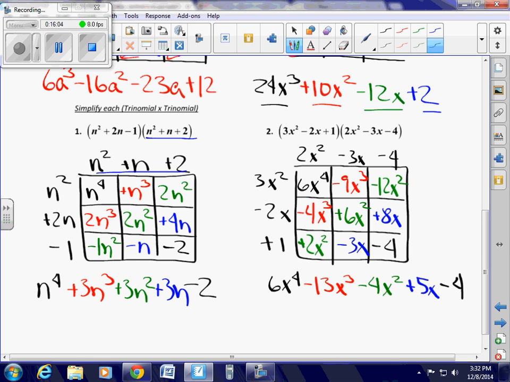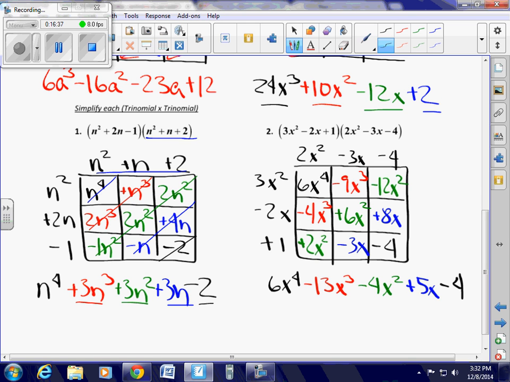N squared times n squared is n to the 4th. Then I have n to the third plus 2n to the third is 3n to the third. In this diagonal, I have 2n squared plus 2n squared is 4, 4 minus 1 is positive 3n squared. In the next diagonal, it's 4n minus 1n is 3n. And then, of course, in the last square, you have minus 2.